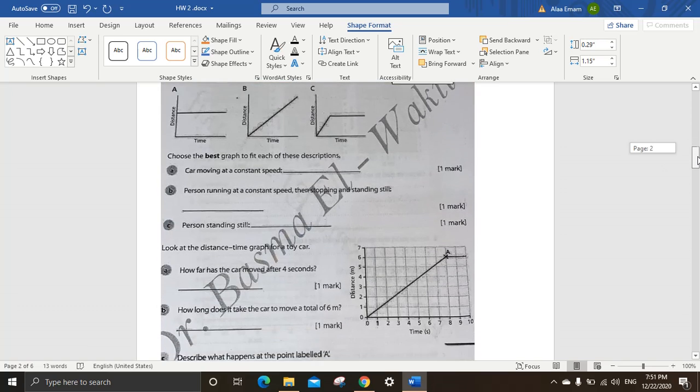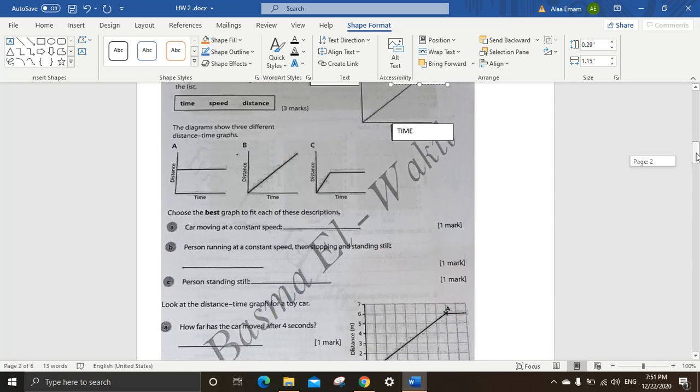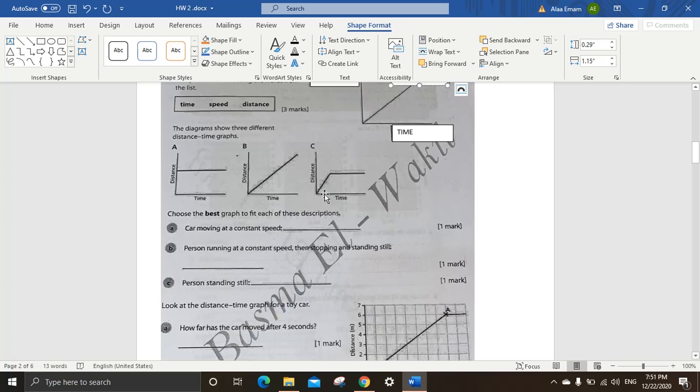Right? Now, a car moving at a constant speed, which one do you think? A car moving at a constant speed? Now, whenever you have a straight line going up and starting from the origin in a distance time graph, this means a constant speed. So now you get a constant speed in B, right? A straight line from the origin.